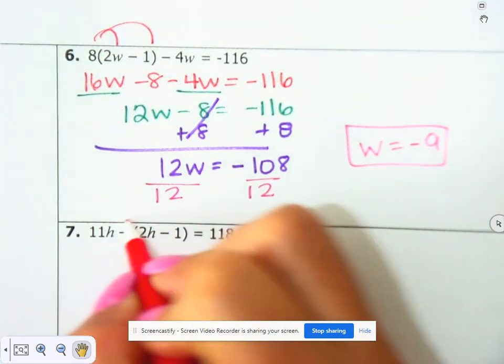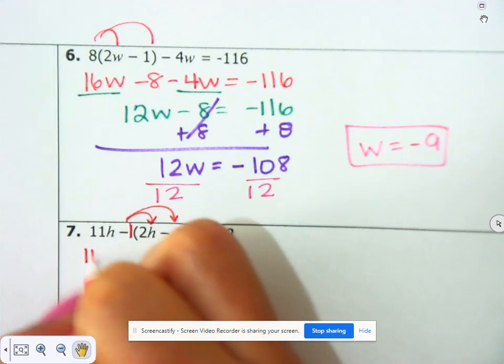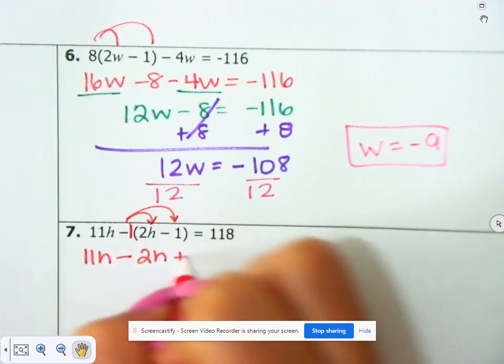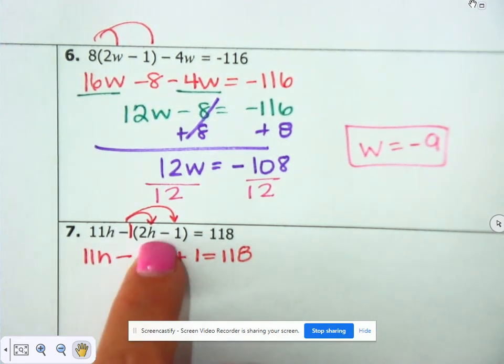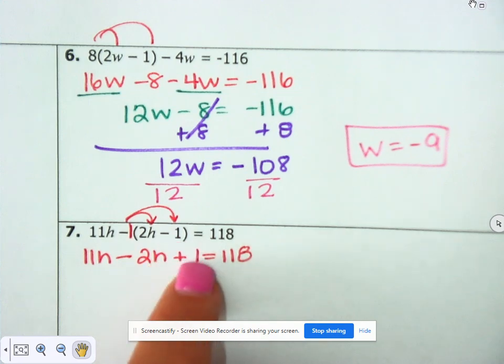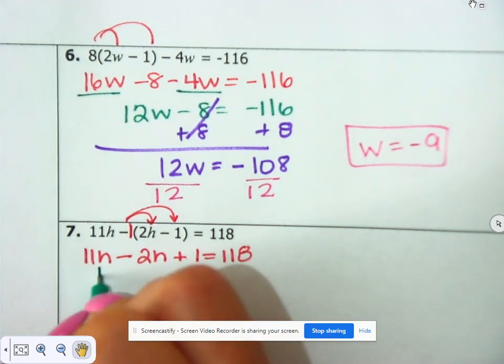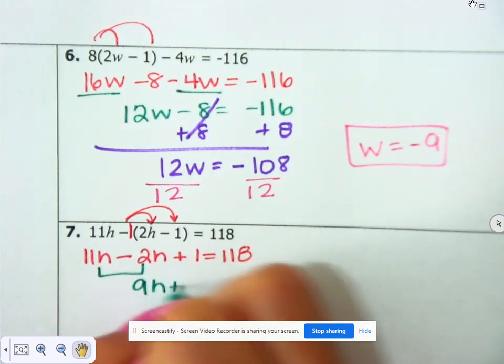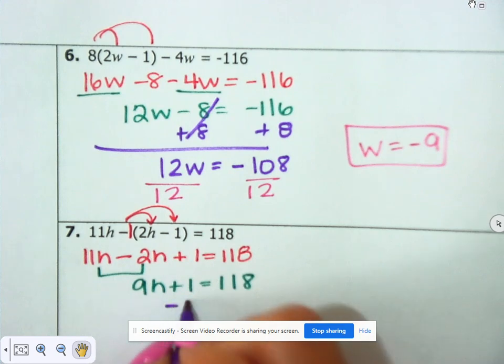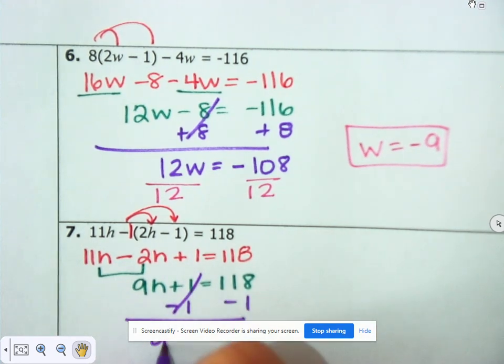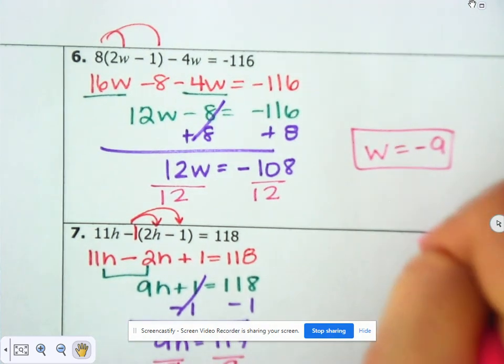Okay, number 7. Again, you can always pause these, go back, whatever you need to do to see it slower for you if you need to, okay? So I distributed my -1, which gave me -2h, and +1, negative times a negative. Combine like terms, that gives me 9h. Two-step, subtract 1, and then I'm going to divide. And I'm going to divide over here so that we can see it.